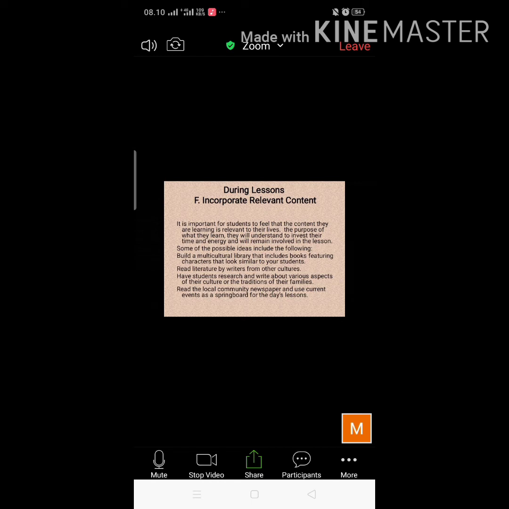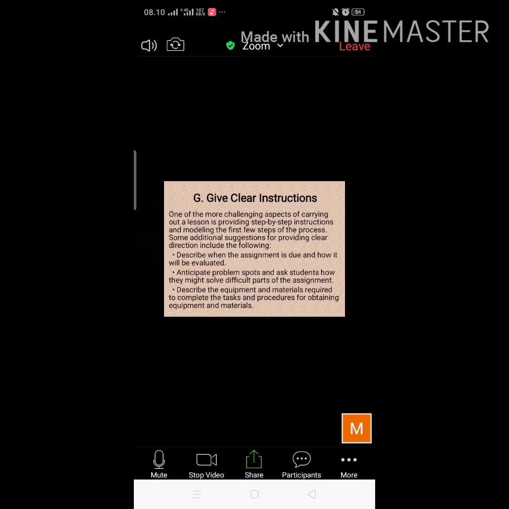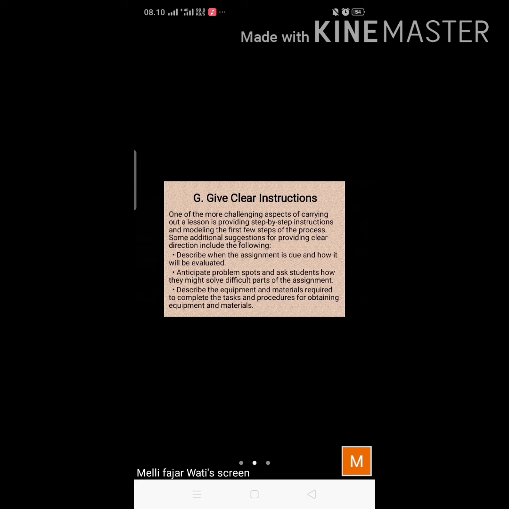Give clear instruction. One of the more challenging aspects of teaching a lesson is providing step-by-step instruction and modeling the first few steps of the process. Some additional suggestions for providing clear direction include the following. Describe when the assignment is due and how it will be evaluated. Anticipate problem spots and ask students how they may solve difficult parts of the assignment. Describe the equipment and materials required to complete the tasks and the procedure for obtaining equipment and materials.